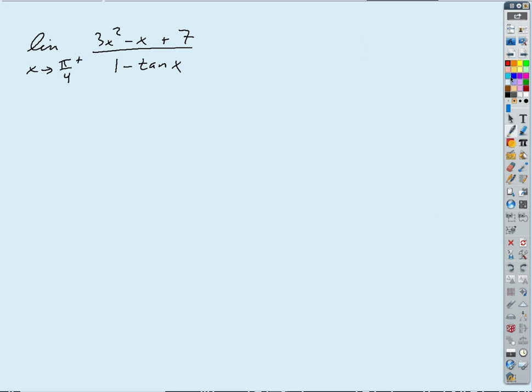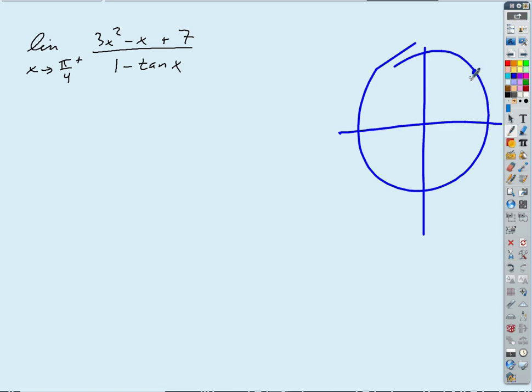Horrible circle, sorry about that. Pi fourths is right there. Well, that's going to be the location where the x and y coordinates are the same, isn't it? Tangent is just sine over cosine, so it's going to be the y coordinate divided by the x coordinate. So we're getting 1 there, aren't we? So I'm getting 0 on the bottom, right?